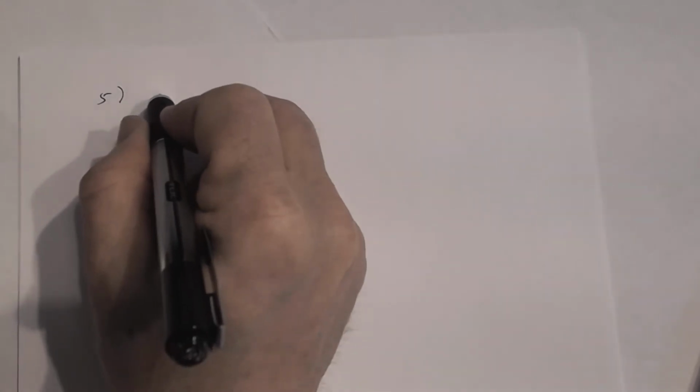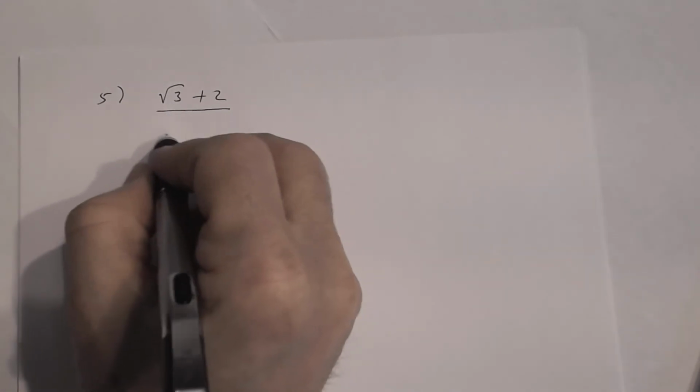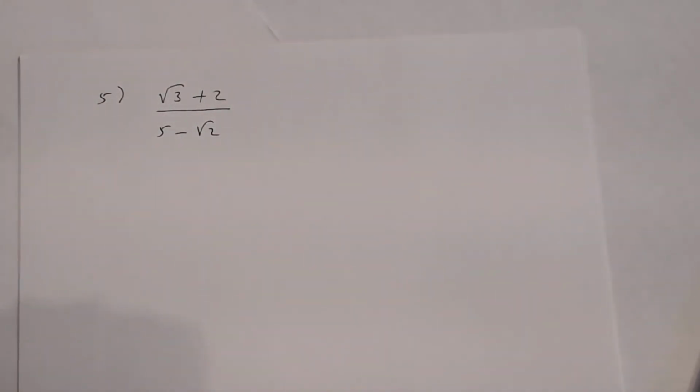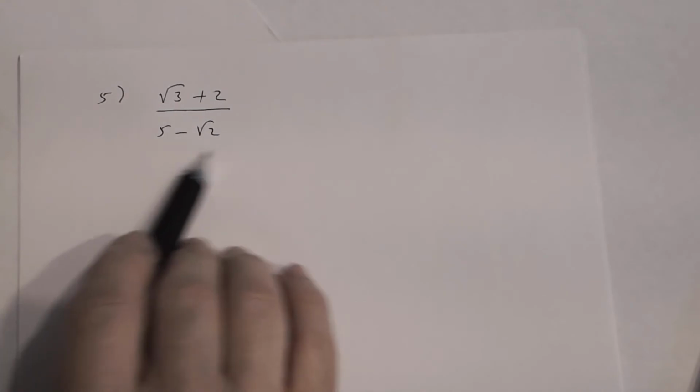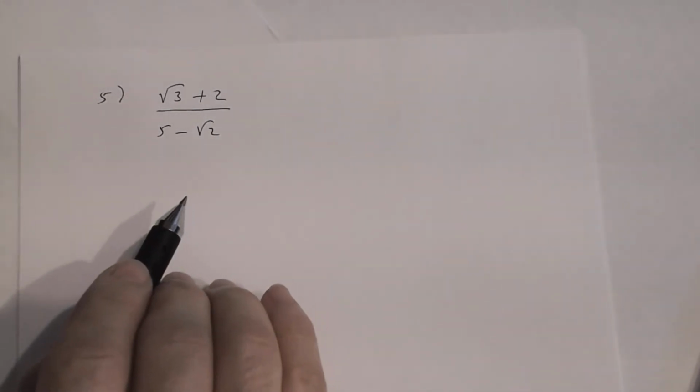Let's suppose we had this for number 5. We have the square root of 3 plus 2 divided by 5 minus the square root of 2. Okay? All right, so again, I don't want a square root in the denominator. It's okay if I have it in the numerator. I just don't want a square root in the denominator. So that's why we say rationalize the denominator.